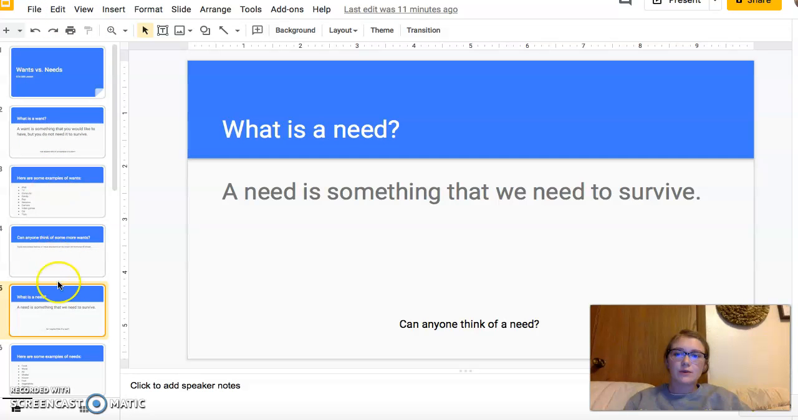So next we have needs. What is a need? A need is something that we need to survive. The wording on that is a little tricky, but it's something that is essential to living. So you need it. If you don't have it, you could die, or eventually probably will. So if you can think of a need before I give you the list, go ahead and write it on section 3 of the homework sheet.